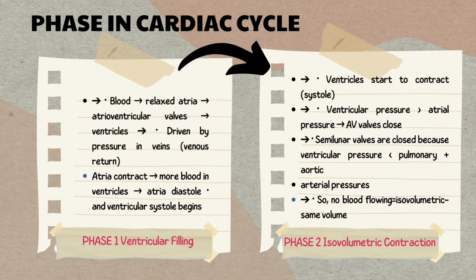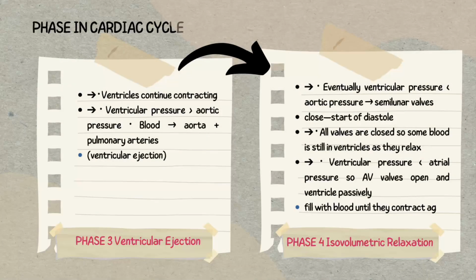The ventricle starts to contract, which is systole, and at this time ventricular pressure is more than atrial pressure, causing the AV valve to close. The semilunar valves are also closed because the ventricular pressure is less than the pulmonary and aortic pressure. So no blood flows in or out during the isovolumetric phase. Then phase 3, which is ventricular ejection. The ventricle continues contracting, ventricular pressure is now more than aortic pressure, and the ventricle will eject the blood.